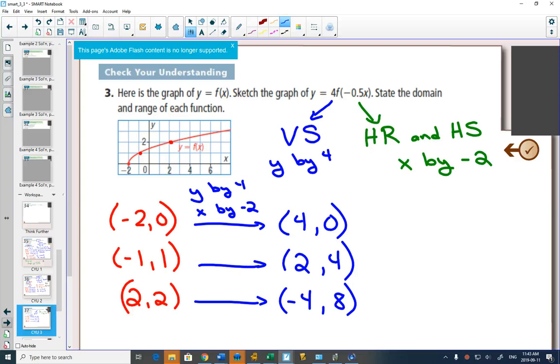Then we've got our new points. We've got 4, 0. Draw a dot there. 2, 4. I'll draw a dot there. And -4, oh my goodness, 8. All right, just have to estimate that one. We have 3 dots. But we need to draw the shape of the graph.